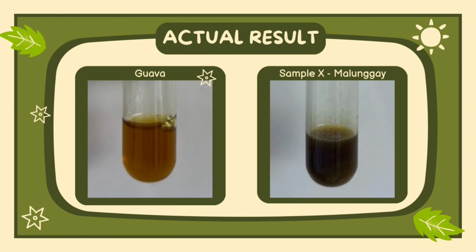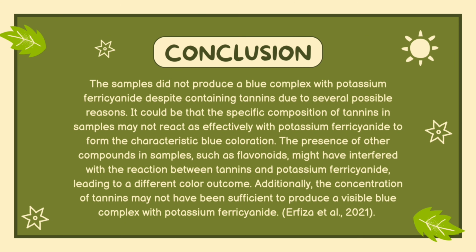However, both our sample X, which is malunggay, and the guava yielded a negative result, forming a brown solution and a yellowish-brown solution respectively. This implies that there is too little amount of tannin that reacted with potassium ferricyanide. For the conclusion, the sample did not produce a blue complex with potassium ferricyanide despite containing tannins due to various reasons. The specific tannin composition may not react effectively with potassium ferricyanide, and the presence of other compounds like flavonoids could interfere with the reaction, resulting in a different color outcome. Additionally, the concentration of tannins may not be sufficient to produce a visible blue complex.